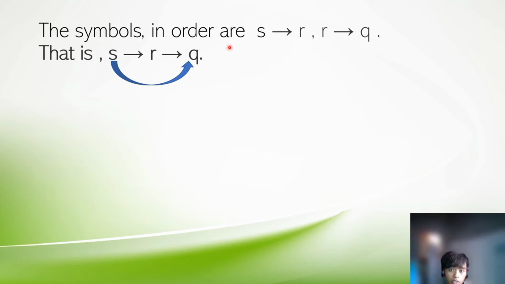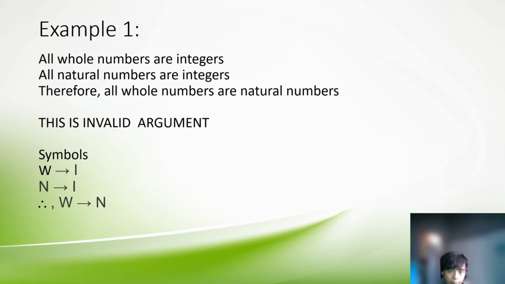So the symbols in order, in the previous slide, should I say, there is S links to R and R links to Q. So that is S links to R and links to Q. So we can say that S links to Q. So we can say that this is a valid argument.